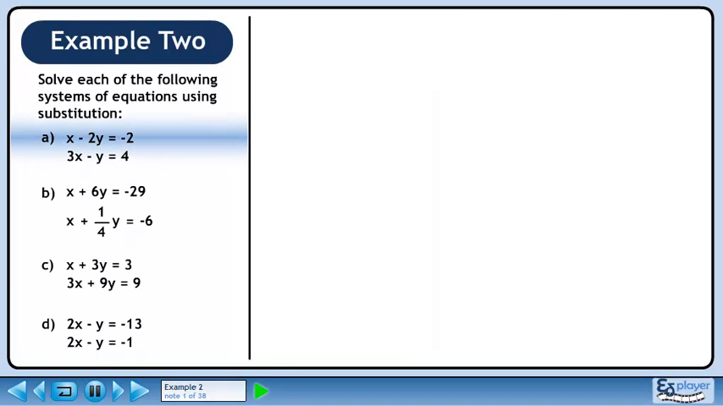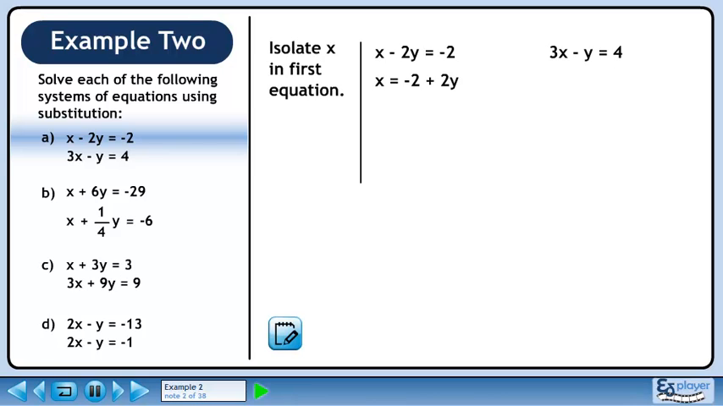In this example, we'll use substitution to solve various systems of equations. A quick inspection of the equations in part A shows that it would be very easy to isolate x in the first equation. Just bring minus 2y to the right side and you're done. Substitute minus 2 plus 2y for x in the second equation, as shown in the animation.